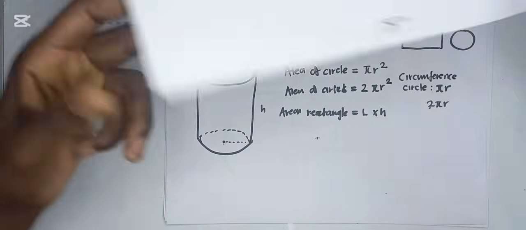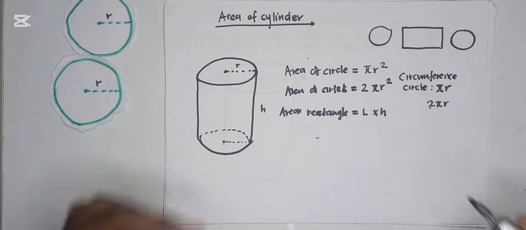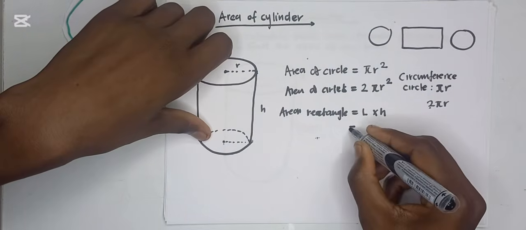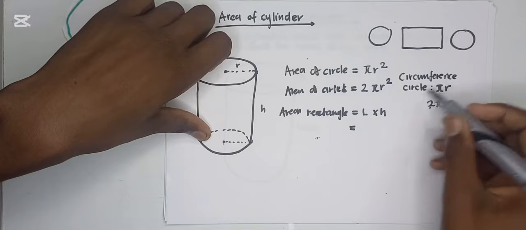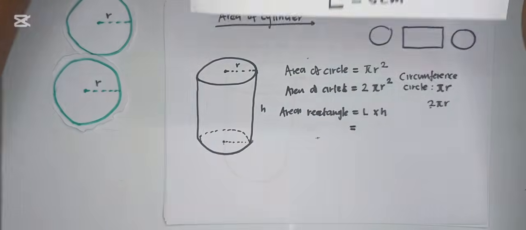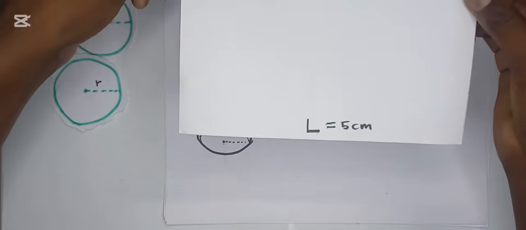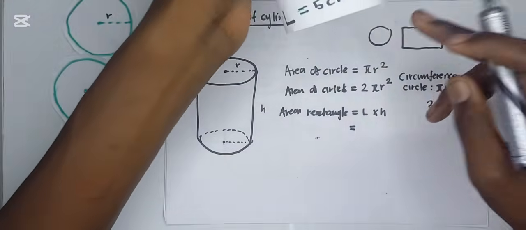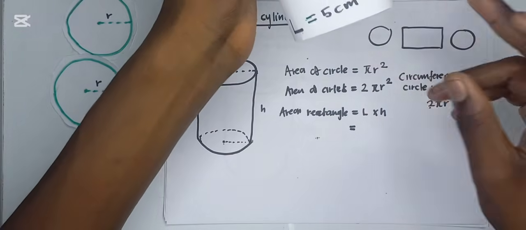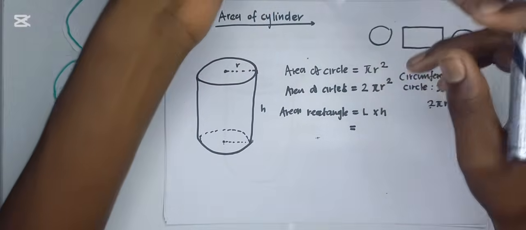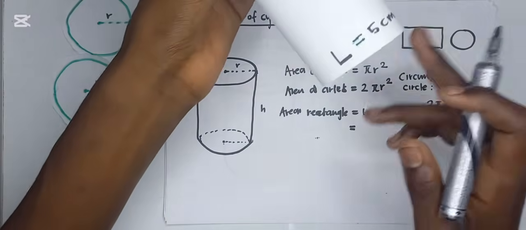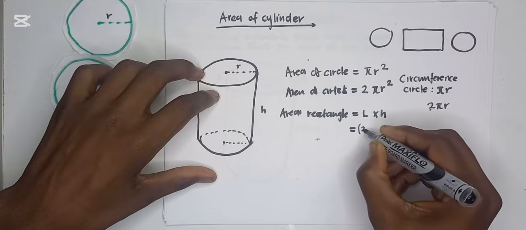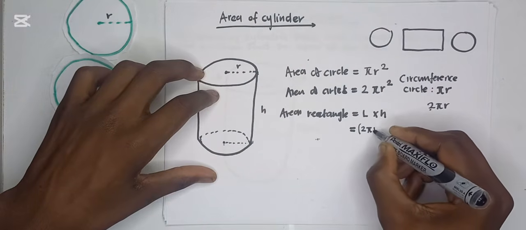Our length of what? Of our rectangle, which is this one. On the length of our rectangle, what is going to happen? In terms of L, we're going to substitute our circumference of the circle. Why? Because this rectangle is not just a rectangle, it's a curved rectangle. When we fold it, this length becomes the circumference. It's no longer going to be a length, but a circumference. So in terms of length, we can substitute the circumference, which is 2 pi r.